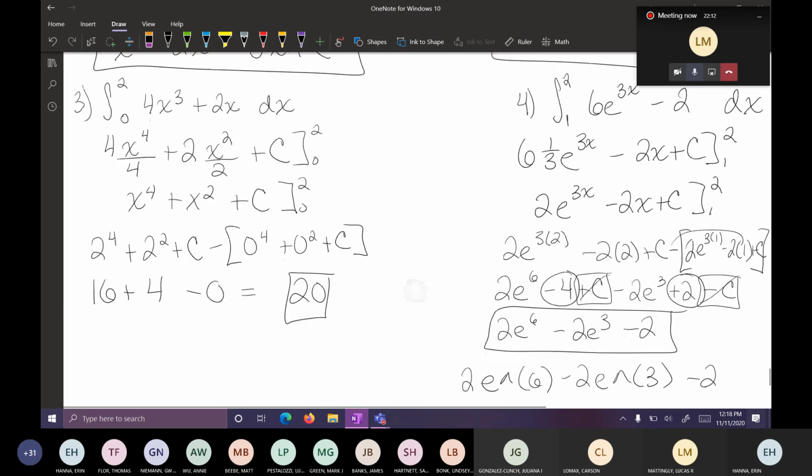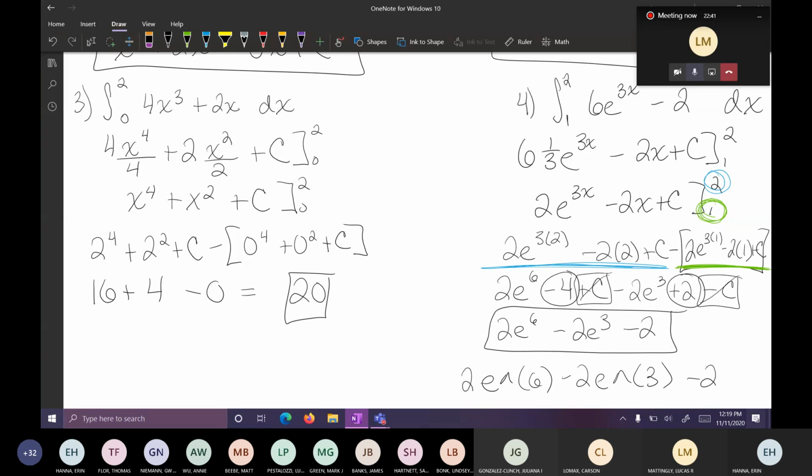Kayla, I got the 2e to the 3 times 1 because I needed to plug in my bottom bound of 1. So I plugged in my top bound first, so I plugged in a 2 everywhere I saw an x. And then we have to plug in our bottom bound, so I have to plug a 1 everywhere I see an x. So since there was an x here, it should be 2e to the 3 times 1. Oh, you said never mind.